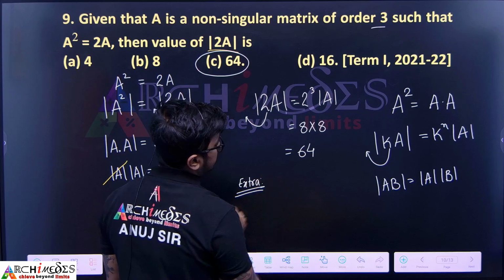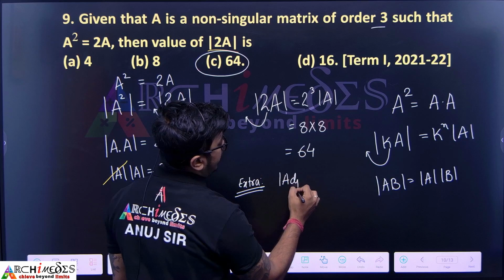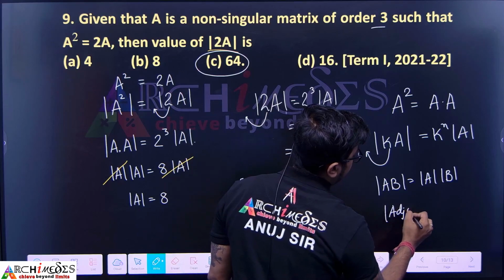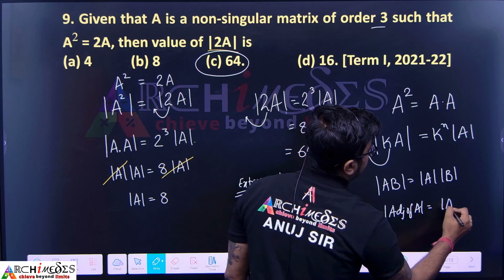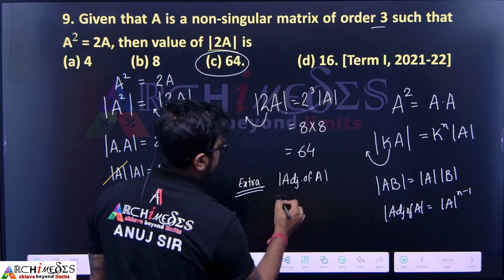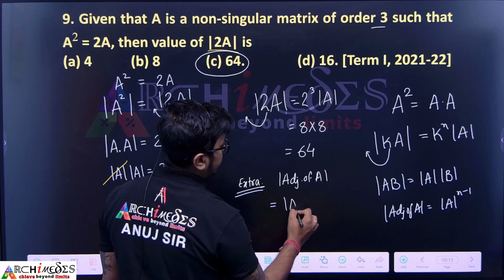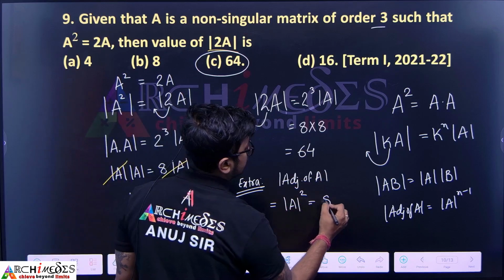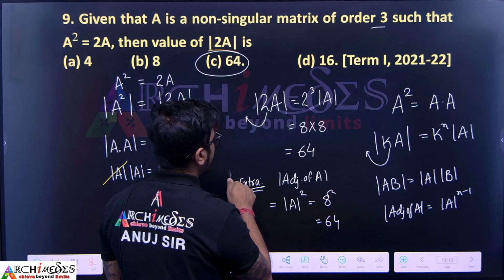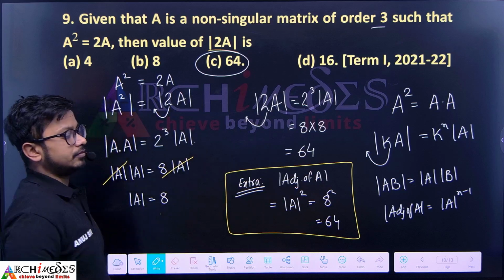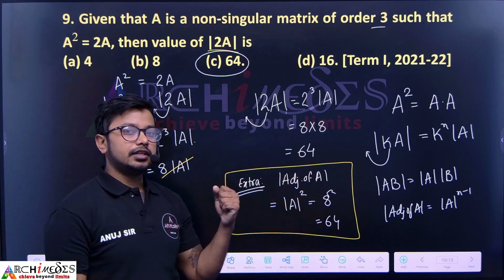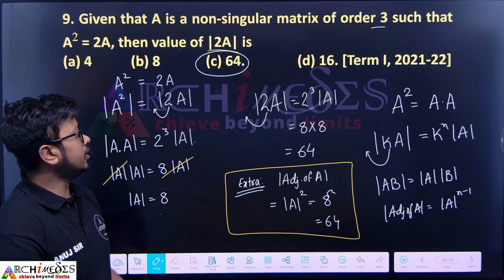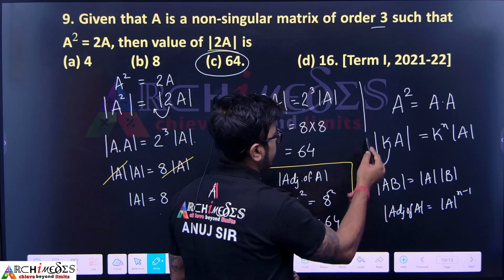Suppose in this question they ask for the determinant of the adjoint of A. Do you know the property of the determinant of the adjoint of A? The determinant of the adjoint of A is the determinant of A to the power of n minus 1. So what is that here? The determinant of A to the power of 3 minus 1, which is 2. So the determinant of A is 8, so that answer is also 64. This I am giving you. They might ask you this also. This is the extra. Am I clear? The determinant of the adjoint of A is the determinant of A whole squared, that is 8 squared, which is 64. Clear? Any doubt? The property that I have applied is this only.